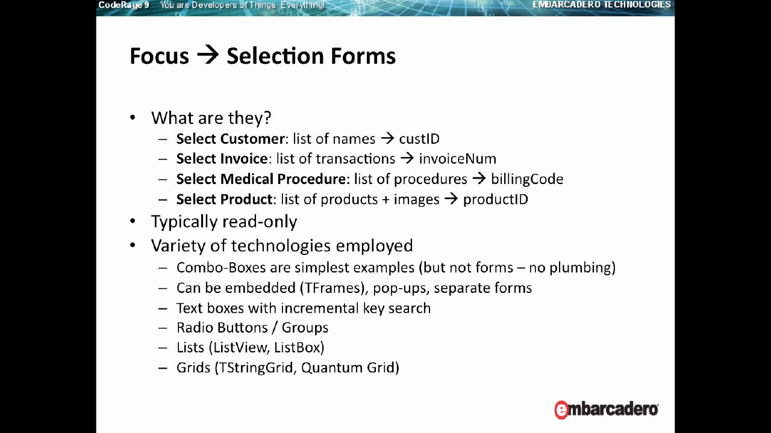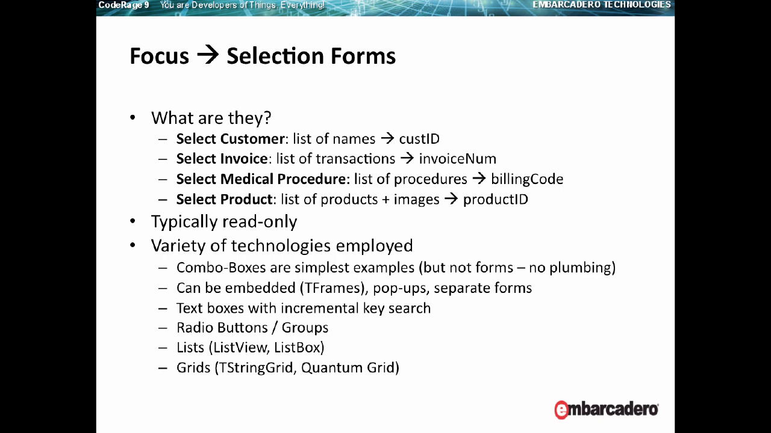So we're going to focus on selection forms here. What are they? So, say select customer. You give it a list of names and you get back a customer ID. You give it a list of transactions, you want to select an invoice and you get back an invoice number. If you want to select a medical procedure, you give it a list of procedures and you get back a billing code. If you want to select a product, give it a list of products and images maybe, and you get back a product ID. They're typically read-only. You don't edit a selection form.